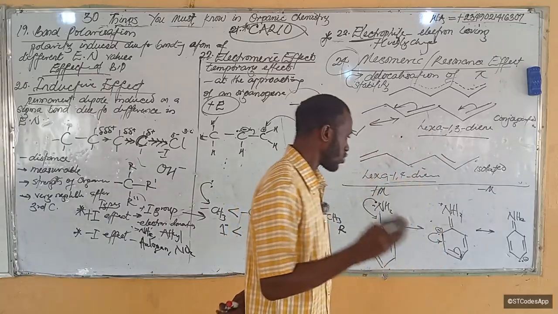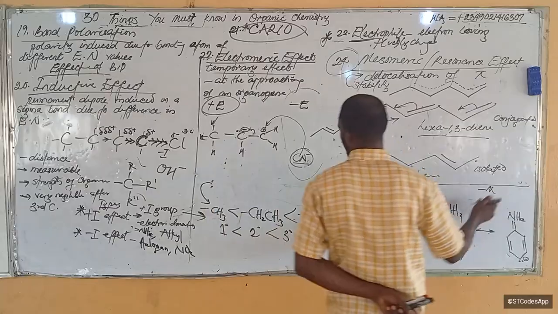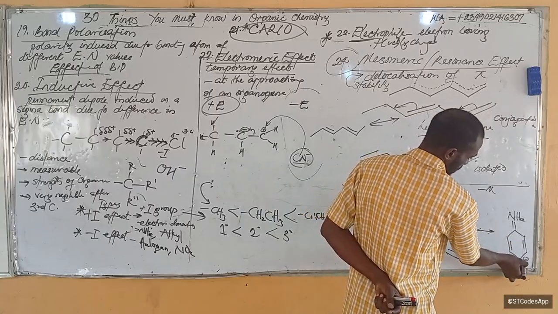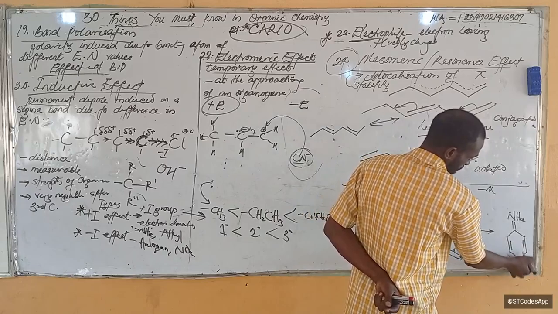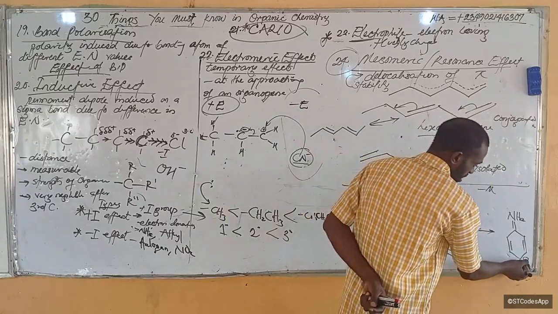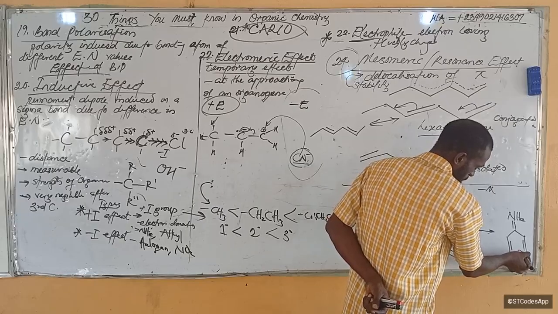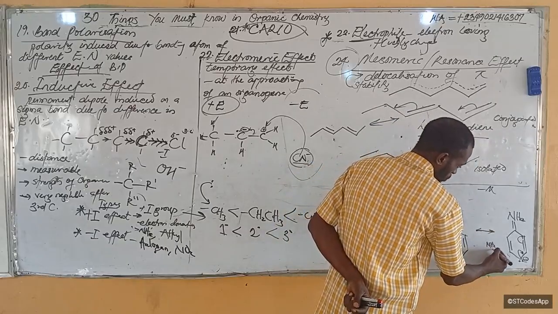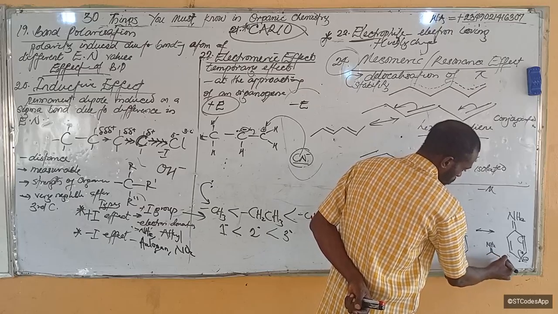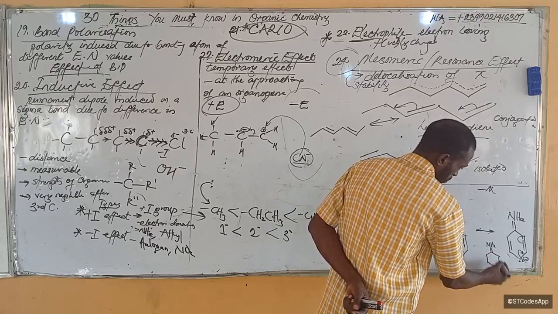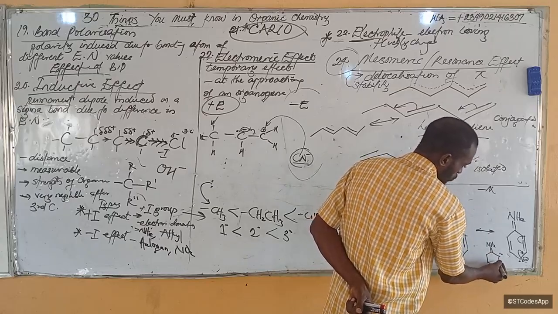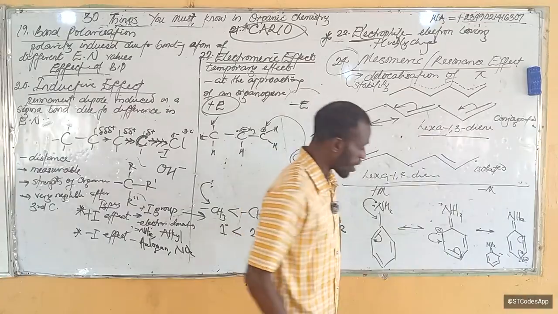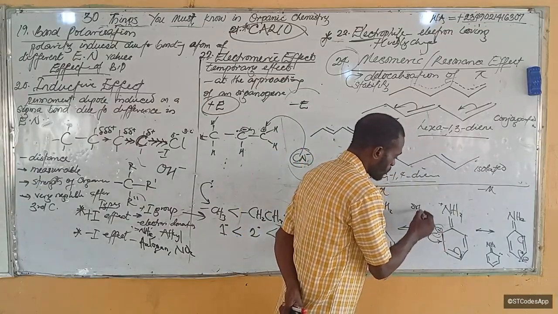Let me draw the last resonance structure. There is one more resonance structure where this one will attack this place. Once it attacks here, this one will also fall on this, and we have NH2 double bonded to this. I want you to notice where our double bond is forming now. Our pi electrons kept forming at ortho positions.